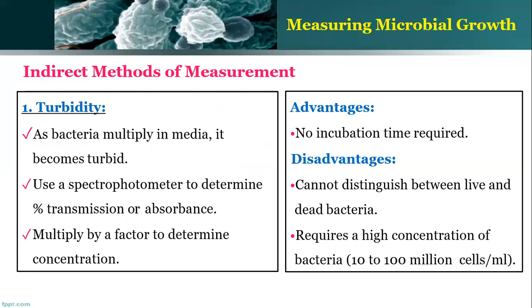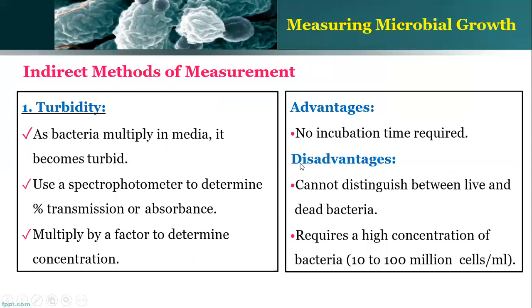That factor is the dilution rate. The dilution rate is, for example, 10^2, 10^3, 10^-2, 10^-3, 10^-4, like that. That is the dilution factor. Based on the dilution factor, the number of cells counted as absorbance is multiplied with the dilution factor. And the advantage of this turbidimetric method is that no incubation time is required.